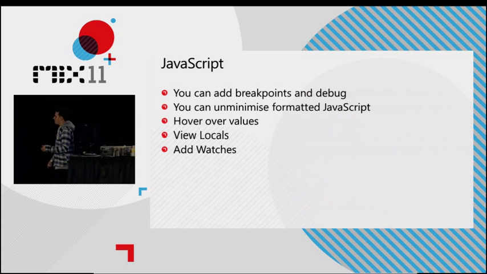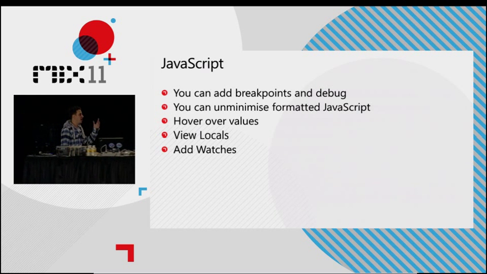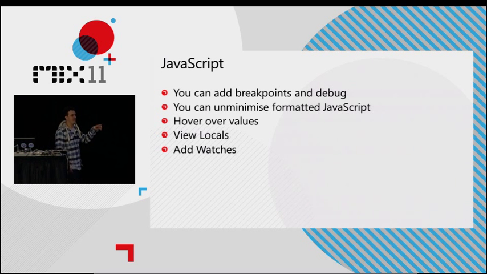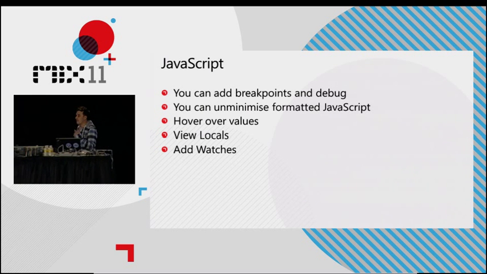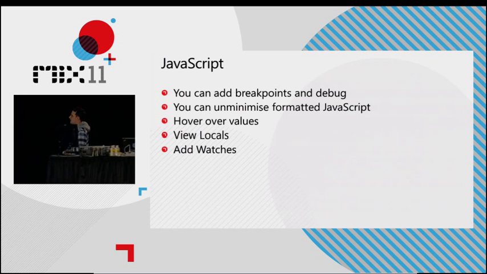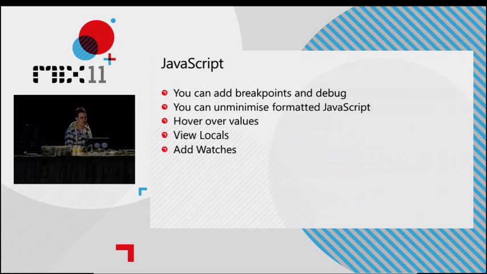So what we can do is we can just set up a debugger. We can have a look and put breakpoints in there, explore the code a little bit. We can unminimize minimized code. We can hover over values and peek into things. We can have locals and watches and all the sorts of things you'd expect from debugging in your browser. So we will just go onto Bing Maps here. And right, if I just go into the script section here.